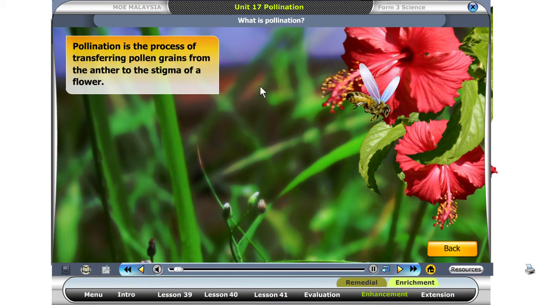What is pollination? Pollination is the process of transferring pollen grains from the anther to the stigma of a flower.